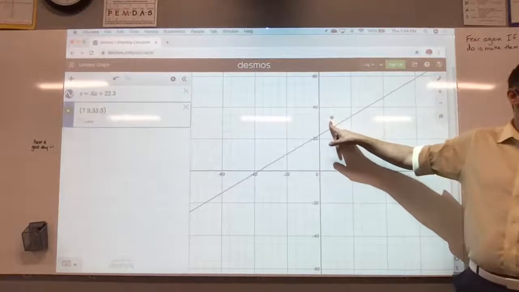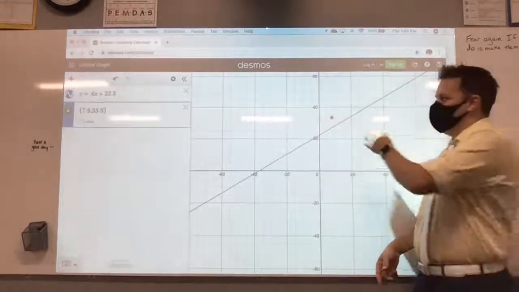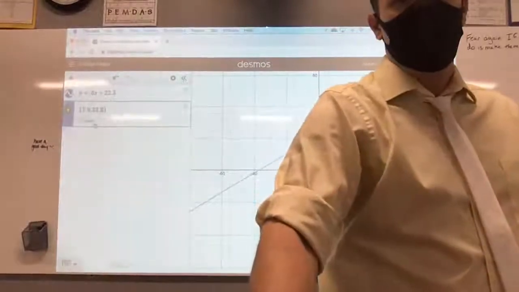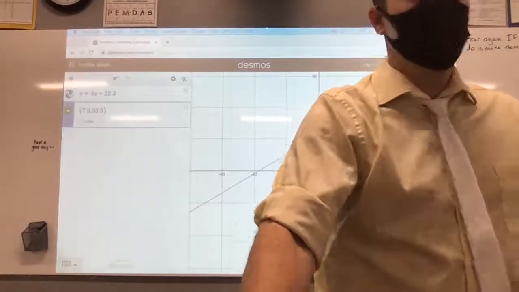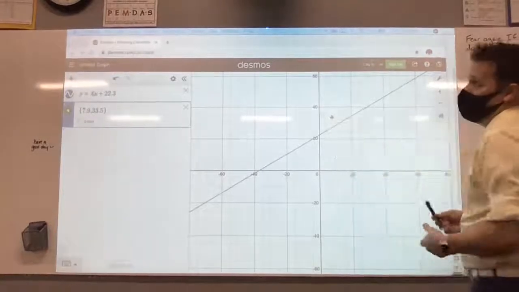In Algebra 2, in calculus, statisticians actually figure out the difference here to see how good or bad something is. Any questions on that? So that's actually what we did. We wanted to know the difference between this line and that dot, and we found out.